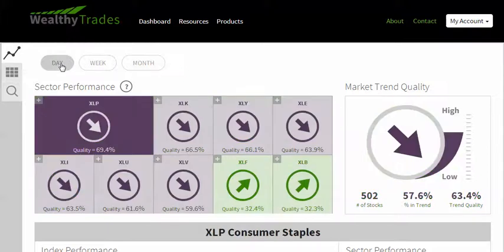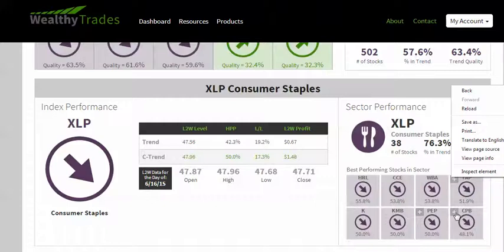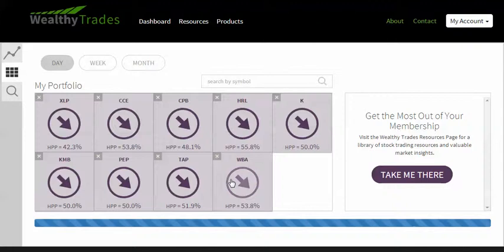Now, what are we going to do today? All right, so today we are looking to short, and we're going to go blindly short because the quality is above 50%. So the XLP, the consumer staple sector, represents the best sector to short in. So let's move all these stocks over into our portfolio, and then let's find the best shorting opportunity for today that we can go into. I'm going to move all those over, and we're going to find the best short.